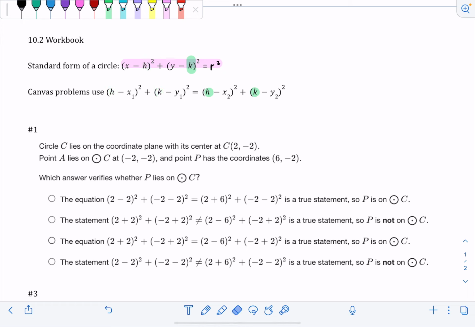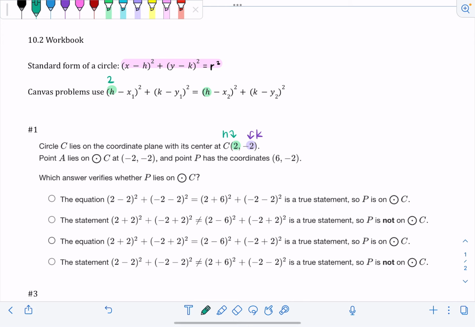Okay, so for number 1, circle C lies on the coordinate plane with its center at (2, negative 2). Point A is on the circle, it's at (negative 2, negative 2), and point P has the coordinates (6, negative 2), and we want to see if point P is on circle C. So the center has to go in for h and for k. So h is going to be positive 2, and then k is going to be negative 2.